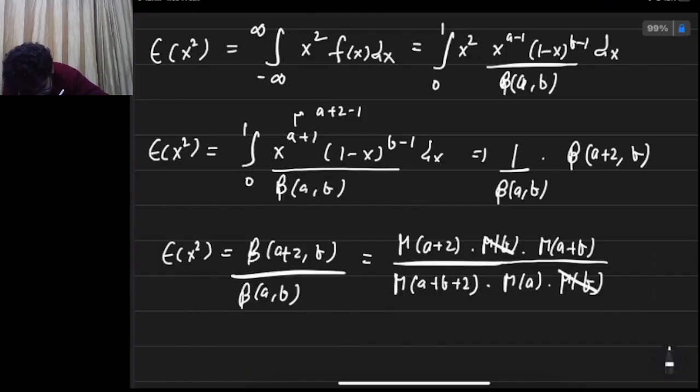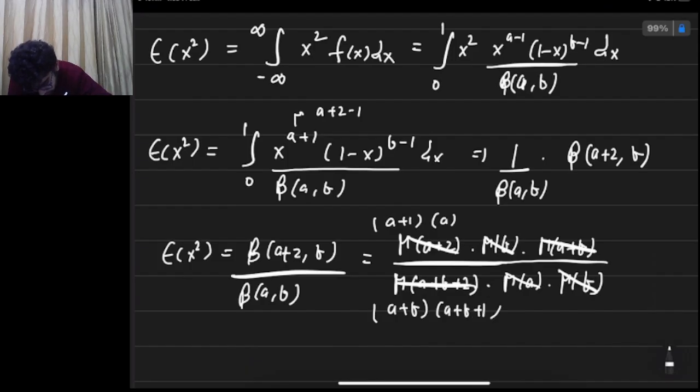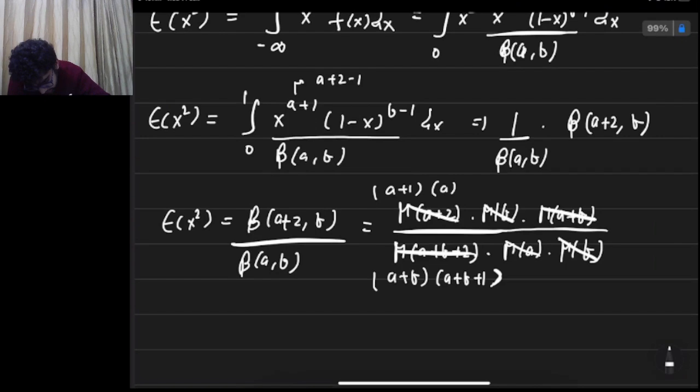This and this get cancelled. If I cancel this and this, a plus 2 is a plus 1 factorial, a is a minus 1 factorial, so I'll be left with a plus 1 and a, right? If I just cancel these out, this is a plus b minus 1 factorial, and I have a plus b plus 1 factorial. So a plus b plus 1 and a plus b, right? So if I cancel these out, I'll be left with a plus b and a plus b plus 1, right?